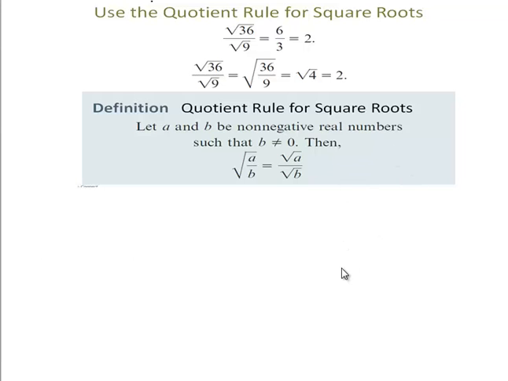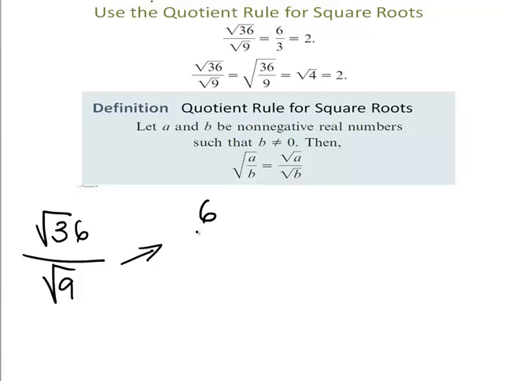The quotient rule is very handy, and we've taken a look at it a little bit before. It gives you the idea that if you start out with the square root of 36 over the square root of 9, you can go two ways with it. You can either take the square root of the numerator, which is 6, and the square root of the denominator, which is 3, and then from there reduce the fraction and end up with 2.